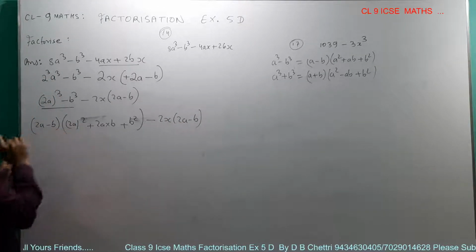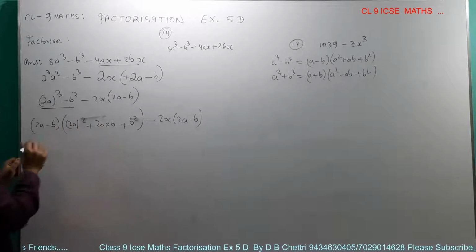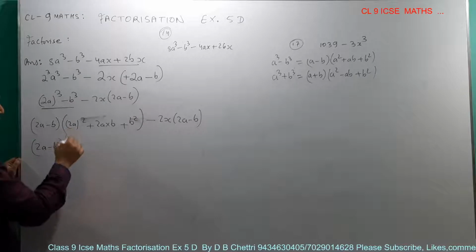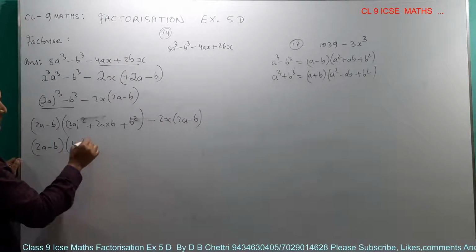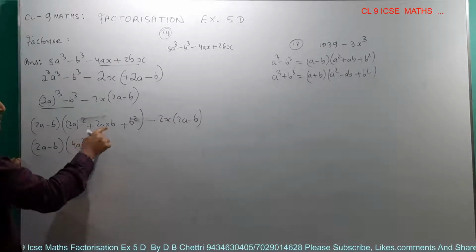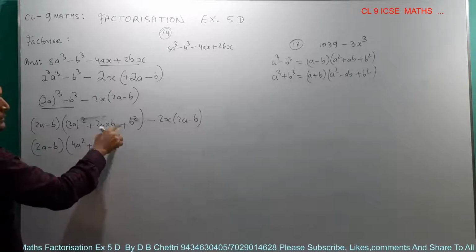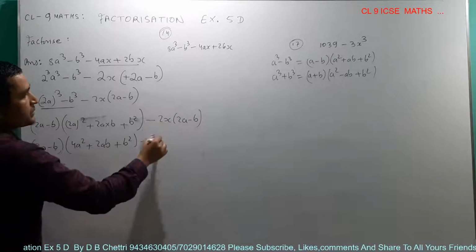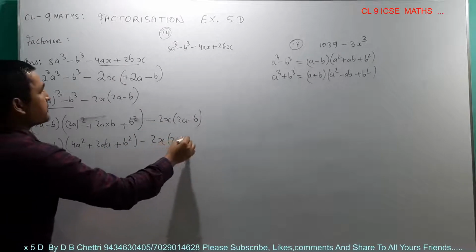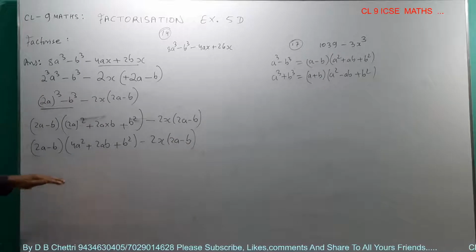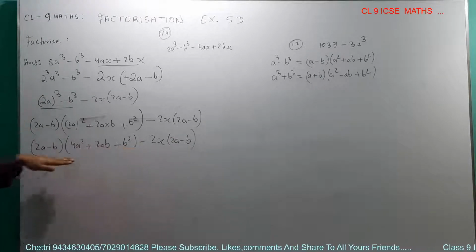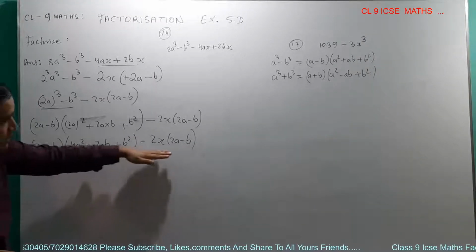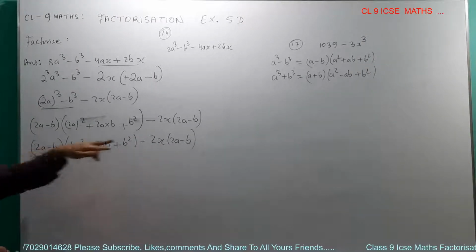Now simplify these terms first. This expression: (2a minus b) multiplied by 4a² plus 2ab plus b², minus 2x(2a minus b). Now look at here. Check the whole term. Is there any common factor to take? Is there any term common to take out of the group? Yes, 2a minus b, 2a minus b.